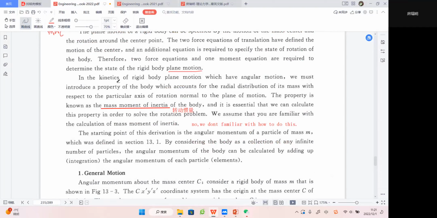So in the kinetics of rigid body plane motion, which has angular motion, I think rotation and translation are two independent movements. Because they are independent of each other, we can use the so-called, in Chinese we call that 运动叠加原理, in English maybe it's motion superposition. So let me explain to you. Later we will use this principle.